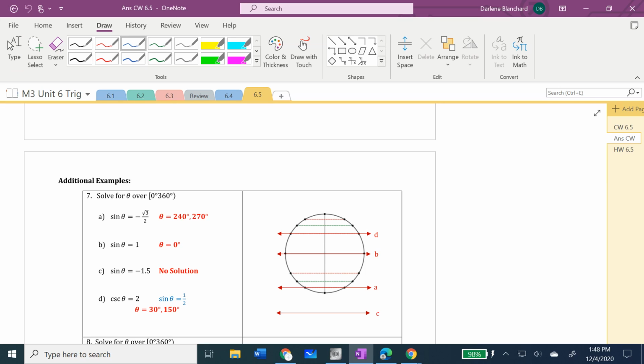Oh, I know exactly what I did. I had a dyslexic moment, I suppose. I was thinking 0. It doesn't matter what I was thinking. So sine is y. Y equals 1 is a line up on top here. And that only touches the unit circle in one spot, and that's 90 degrees. So I'll have to fix that on the answer key.